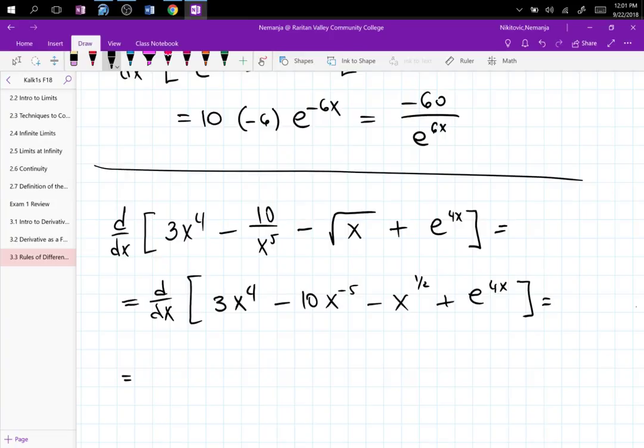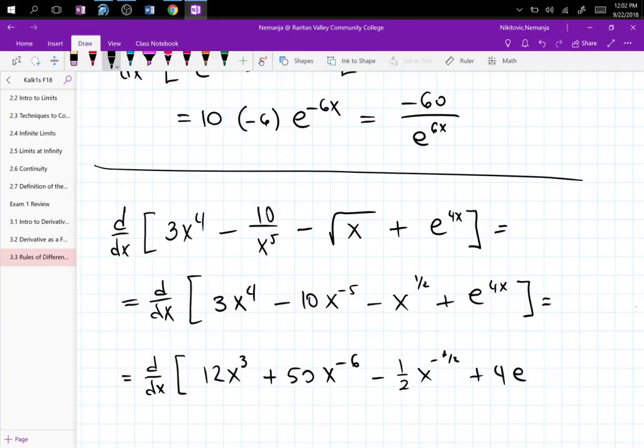And then we have the derivative of 12x cubed plus 50x to the negative 6 minus 1/2 x to the negative 1/2 plus 4e, wow, not derivative there, 4e to the 4x, because I'm taking the derivative. So the lines where you have the function will still have the instruction take the derivative. Once you take the derivative, you used it up and you don't have to write it again.